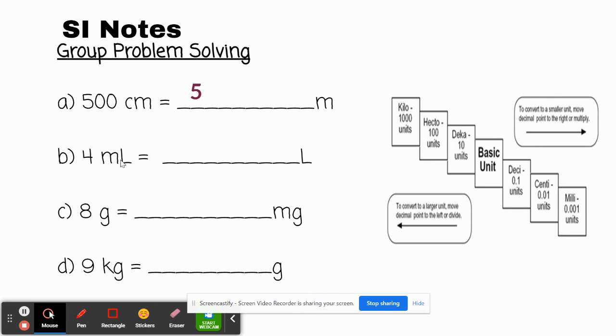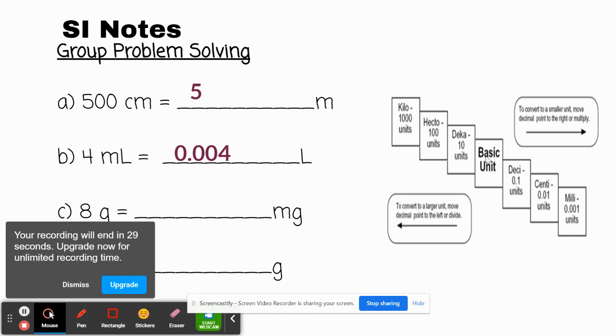Here I'm moving from milliliters to liters. Again, I'm going up the stairs, going to something that is larger. So I go up 1, 2, 3 spots. So my answer here would be 0.004 of a liter.